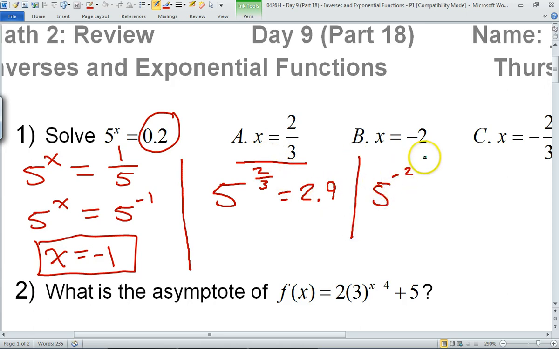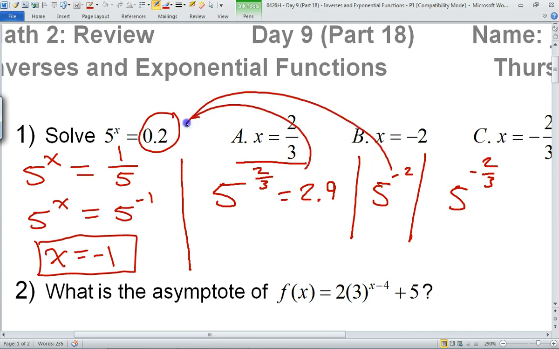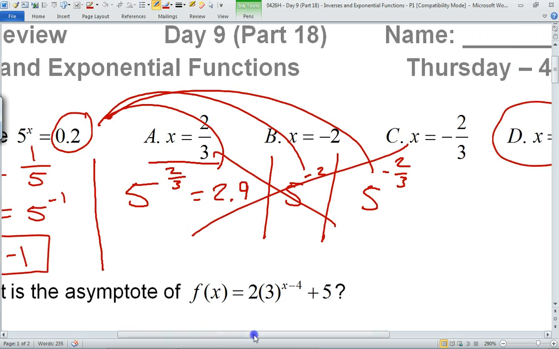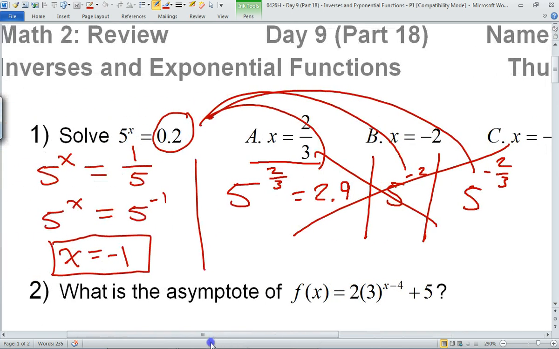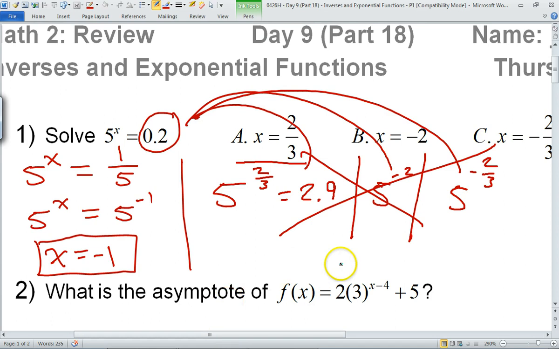You could write 5 to the -2 power. You could write 5 to the -2/3 power. Your TI-30 will do all of this. So you could check each one and look for the one that gives you 0.2. None of these wind up giving you 0.2 until you get to this last one. And if you do 5 to the -1 power and put that in your calculator, it will probably give you a fraction at first, but if you hit the toggle key, it will give you that 0.2. So ding, ding, ding, you know that one's the answer. So that's two ways to find it. And that works for any kind of equation when you have multiple choices.